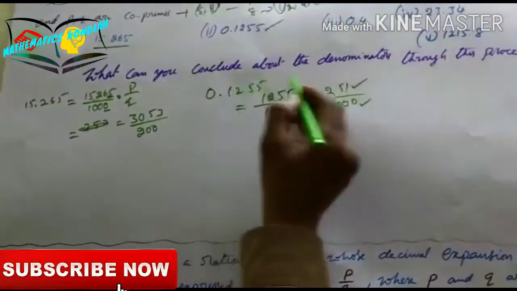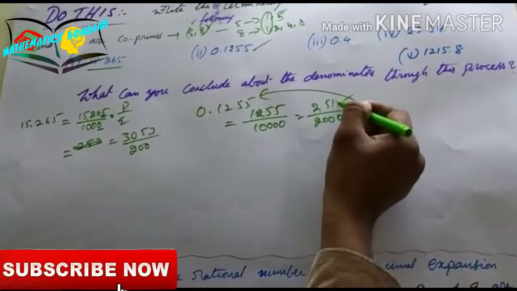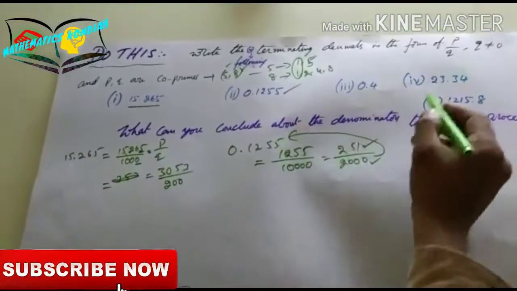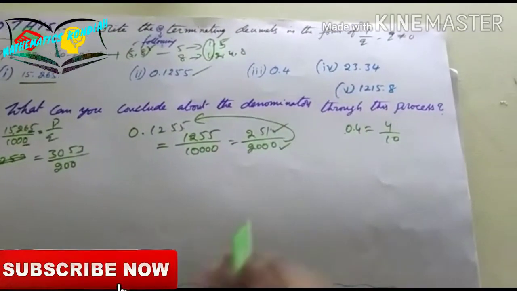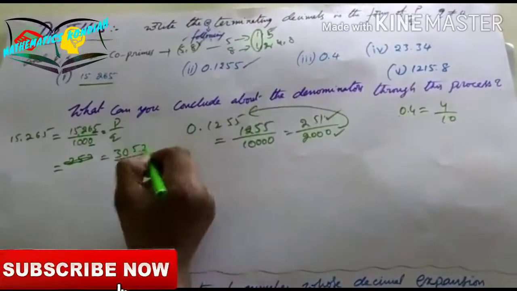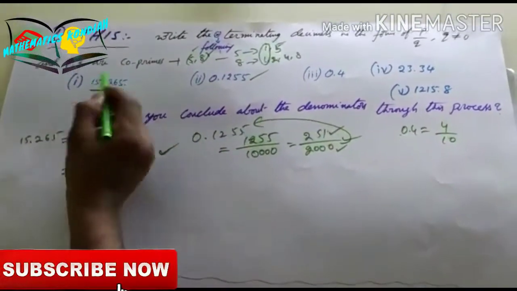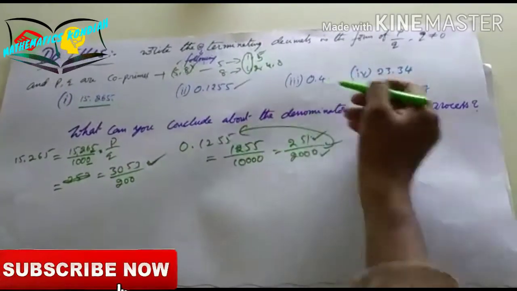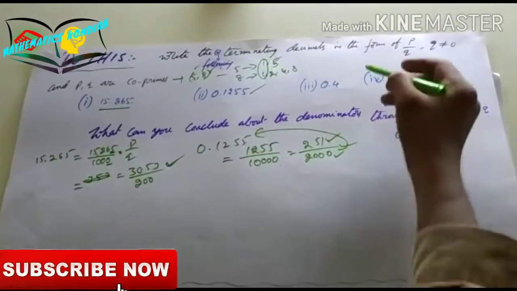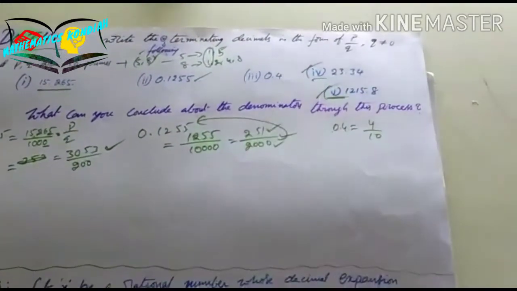You can simplify and go in reverse. The rational number, simplified, goes to the decimal number, like 0.4. What is the meaning of 0.4? 4 by 10. This is p by q form. Therefore, decimal form to rational form. The remaining 2 are homework. Therefore 4 and 5 are homework.